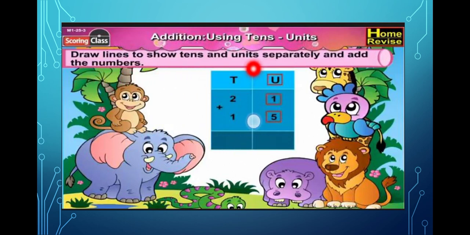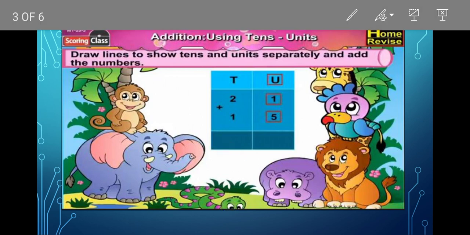That means first step is what? Make the column. So you are making the column. This is the column box. Then here you have written tens, and this is ones. Ones or units, both are same. Now what you have to do here? The second step is add the ones place. This is the ones place or the units place. Both are correct. Then the third step is to add the tens place.